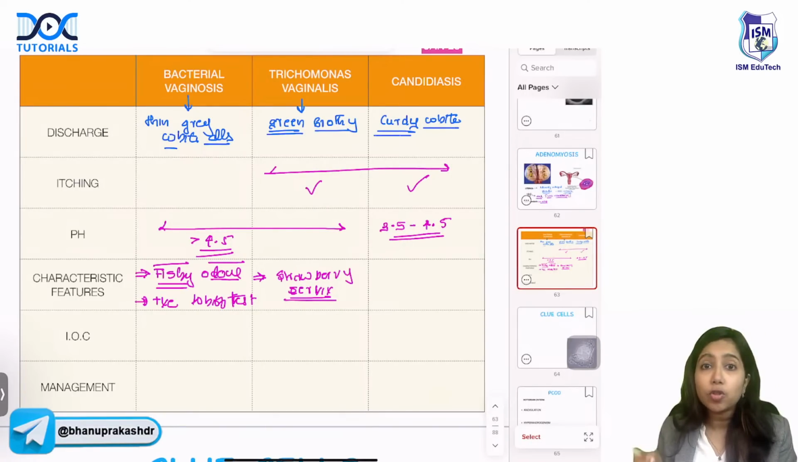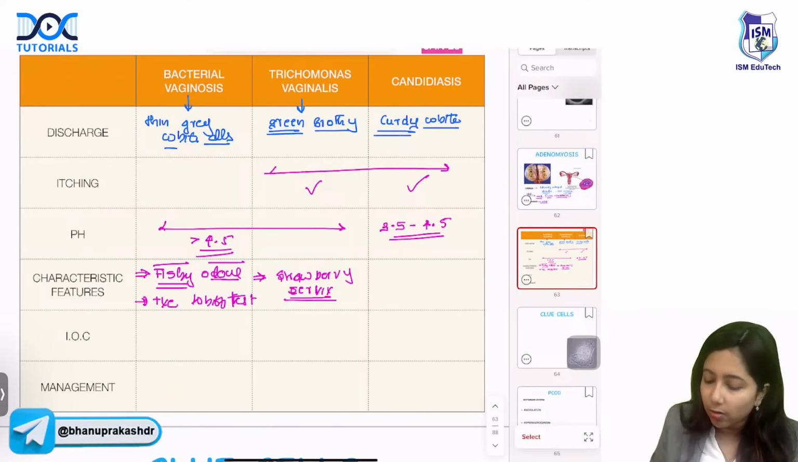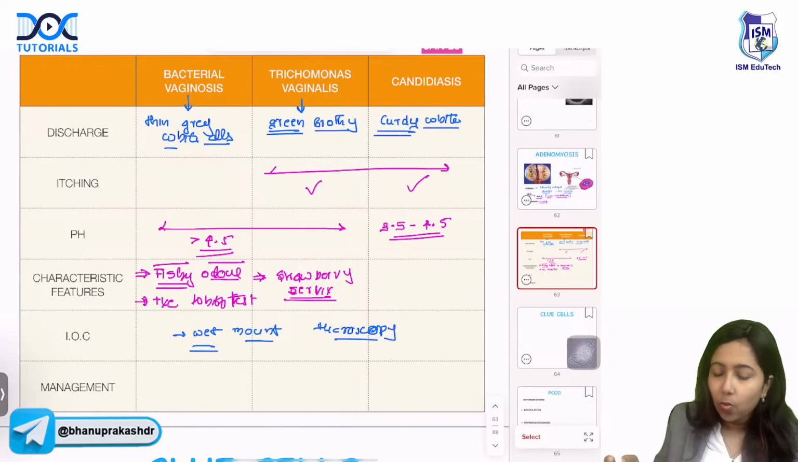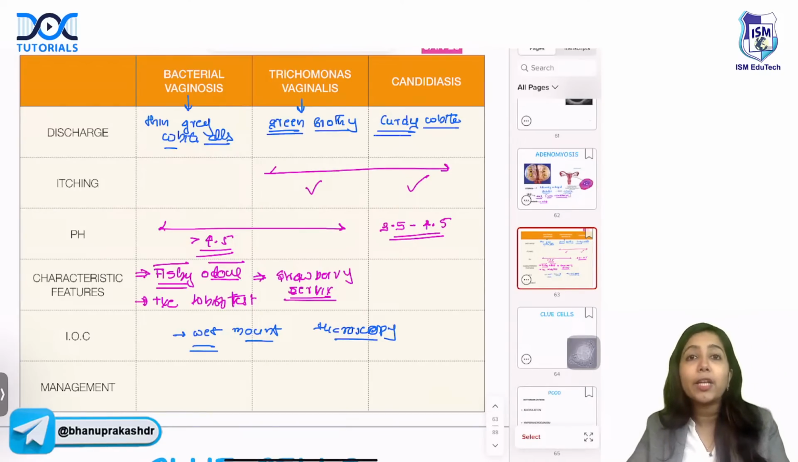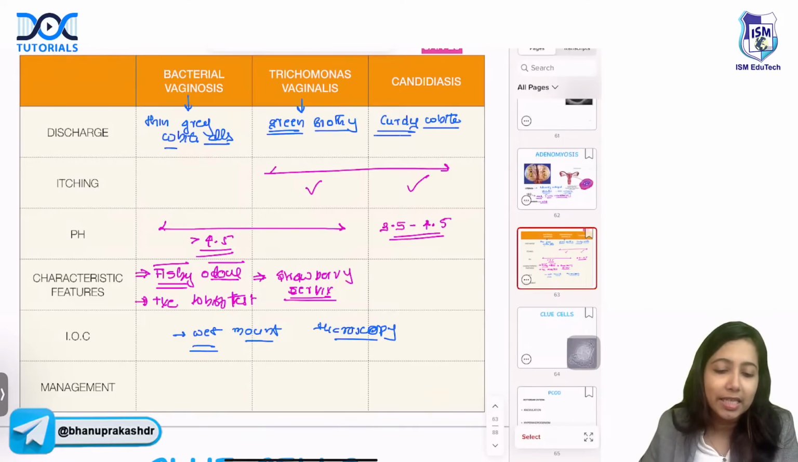The investigation of choice is basically I'm going to take this discharge, put it on a slide, and do a wet mount microscopy. So the investigation of choice is wet mount microscopy. What is the management? Can you comment on the drug of choice, the main treatment that is given for bacterial vaginosis and trichomonas vaginalis? What is the drug of choice that you give?